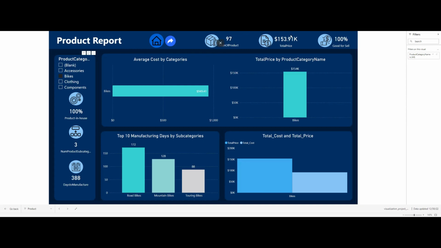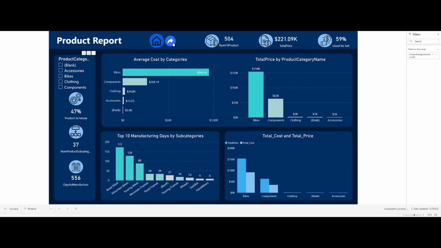So yeah, the bikes have 97 products, and it's 100% good for sale, and the product in house is 100% in stock. So let's go into the next one.